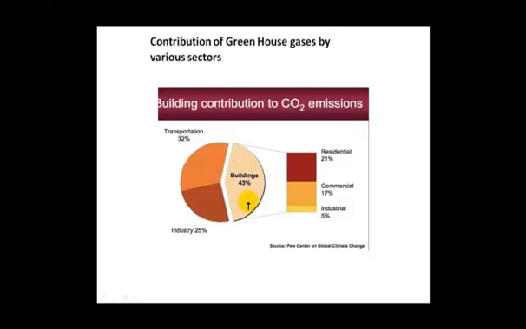The chart shows that 43% of CO2 emission is caused because of buildings, 32% because of transportation, and 25% because of industry. Now within buildings, the major contributor is the residential building. 21% of the CO2 emission is because of the residential buildings, 17% because of the commercial buildings, and only 5% because of the industrial buildings.